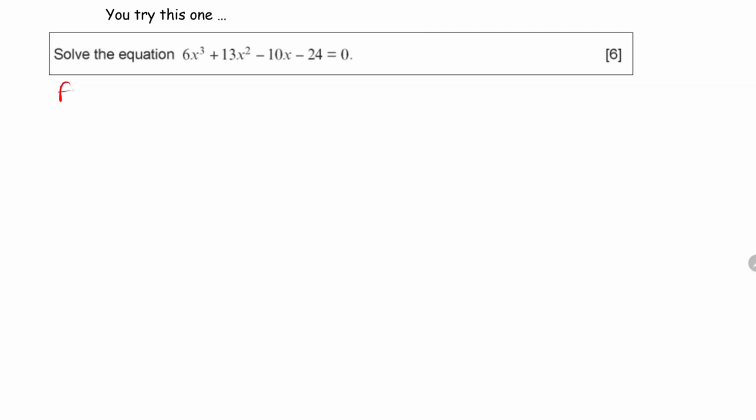So hopefully you had some success with finding the factor for this one. In this case, it ended up being a negative number, which is f of minus 2. Let's just show why. 6 times minus 2 cubed plus 13 times minus 2 squared minus 10 times minus 2 minus 24. So minus 2 cubed is minus 8, and 6 times minus 8 is minus 48. 13 times minus 2 squared is 4, and 13 times 4 is 52. Minus 10 times minus 2 is plus 20, and then minus 24.